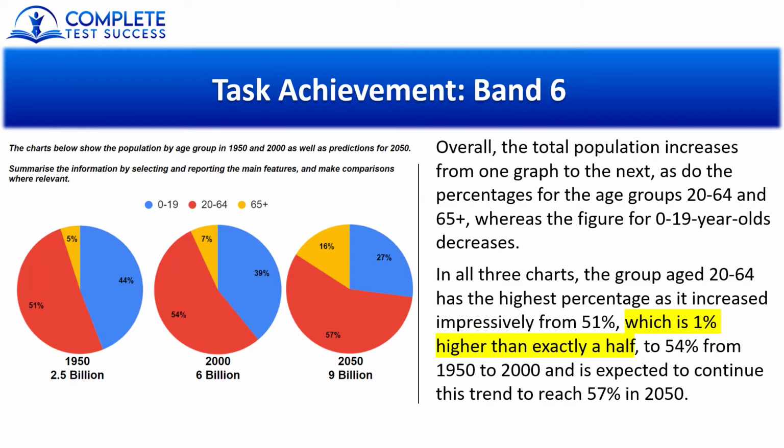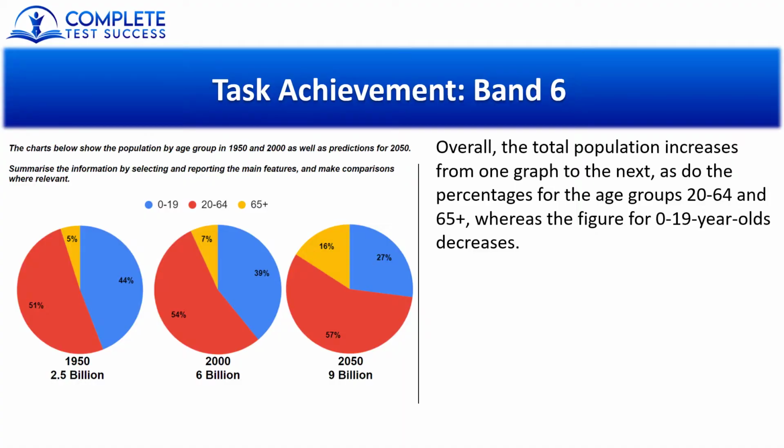The second place we find irrelevant information in this text is the description of what 51% is. This is completely unnecessary, as the reader will already know what a half is. Including anything irrelevant like either of these things will cap your task achievement score at a band 6.